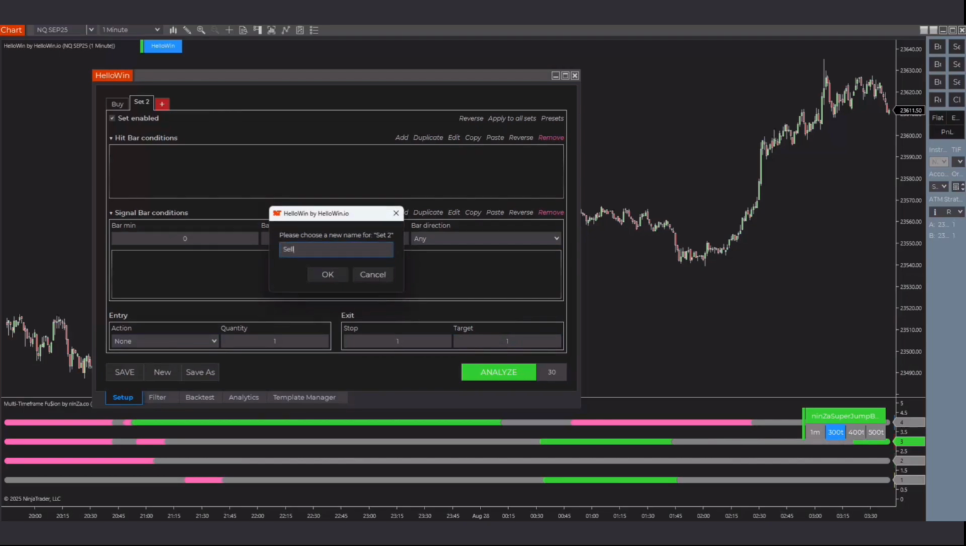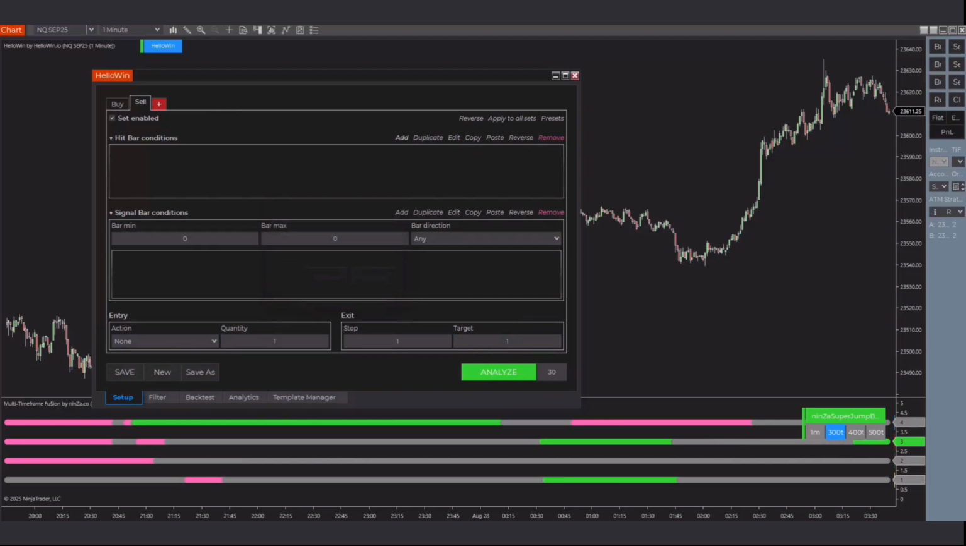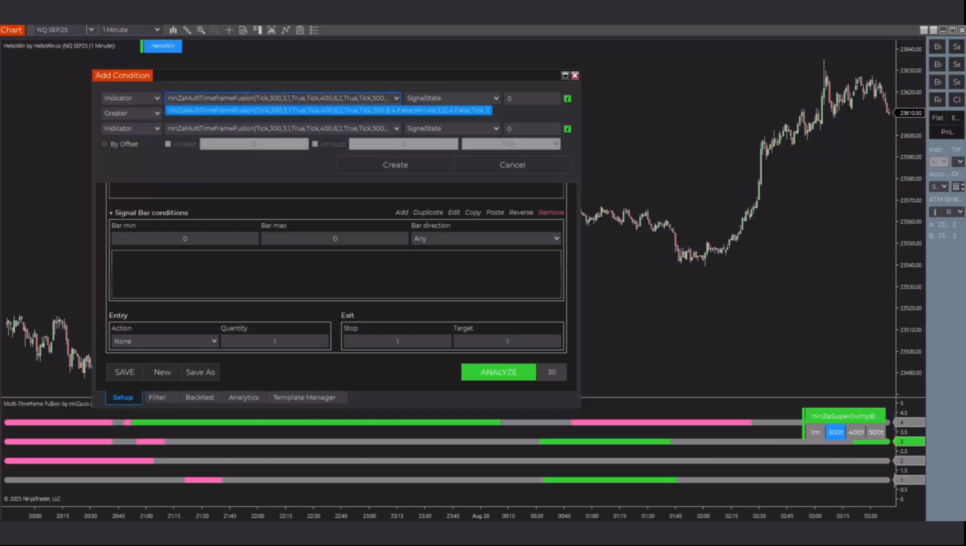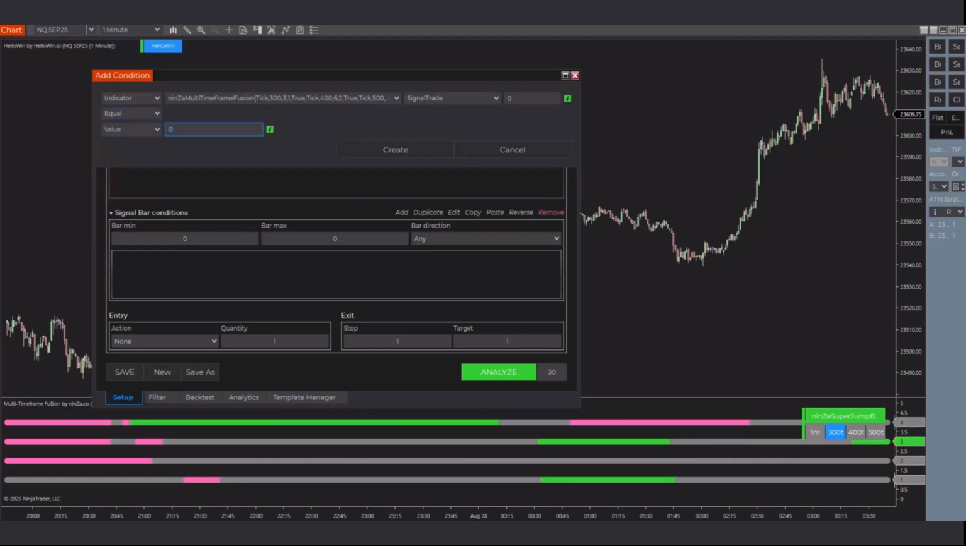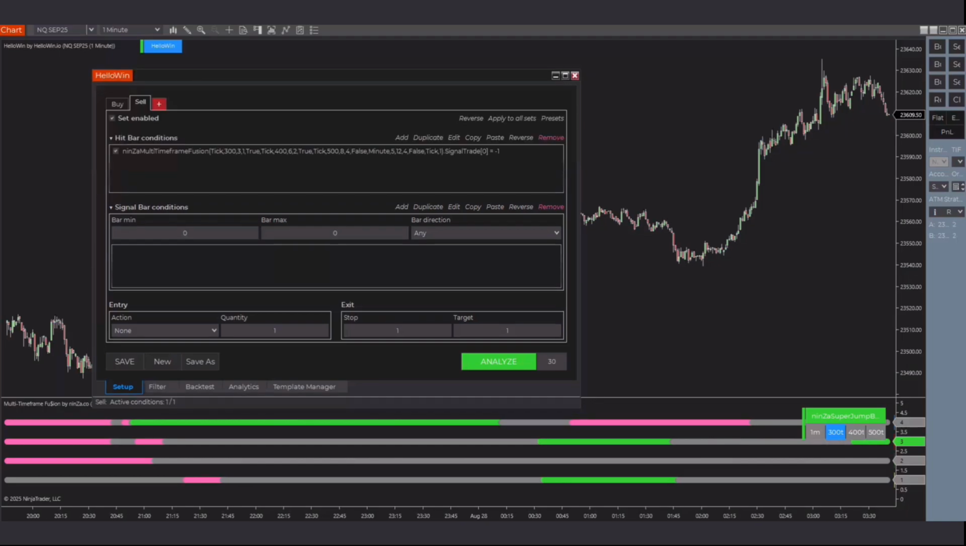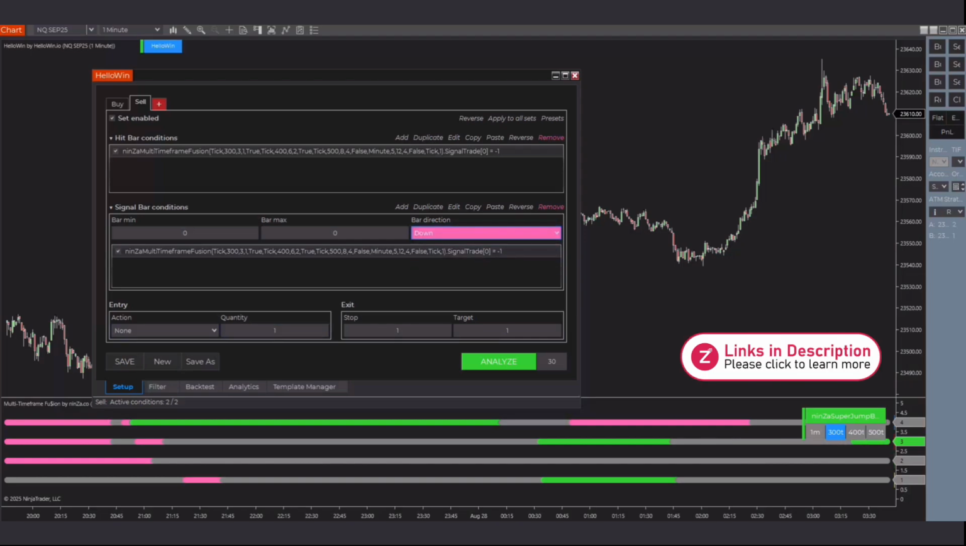Next, we'll configure the set sell scenario to backtest short trades. The process is almost identical to the buy setup, but this time we'll assign bearish -1, which corresponds to signal state -1 in Super JumpBoo on multi-timeframe. This ensures that the system will only record and backtest sell entries when all selected timeframes align and confirm a bearish signal.